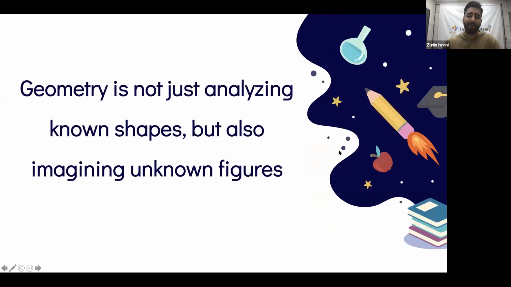Now let's go on to geometry. This is usually the most fun part of the paper. Most students find this module the most fun, but are usually quite helpless when it comes to how do I get better at this module. So geometry, as I said before, is not just analyzing known shapes, but having the ability to imagine unknown figures, right?